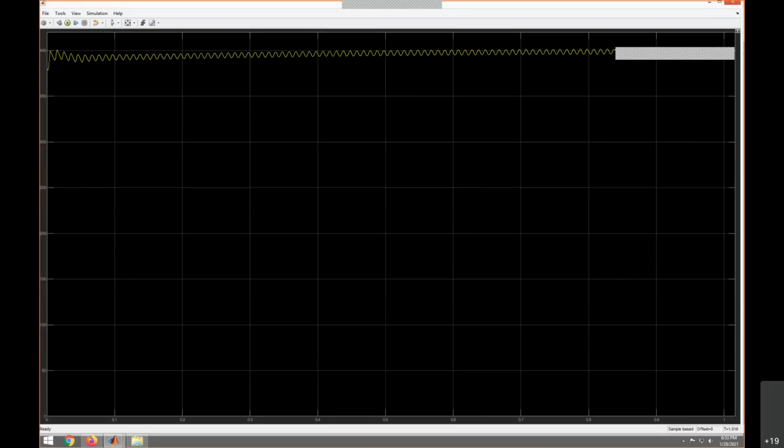This is 0 here, from 0 to 420. You see here that the ripple is almost 2 volts or 3 volts. So earlier the ripple was around 20 volts. Now it is reduced to 2 volts or 3 volts. It's a very small value.